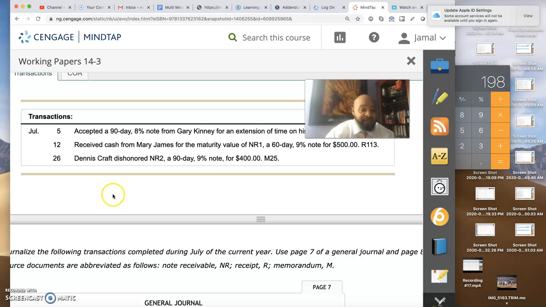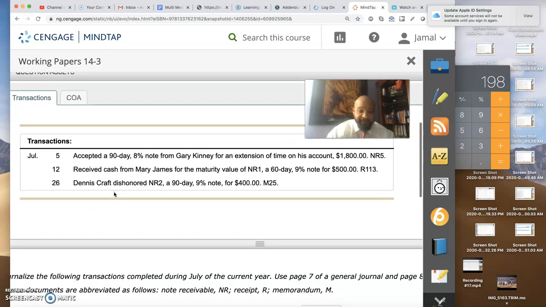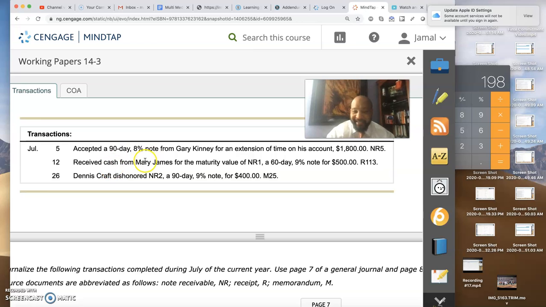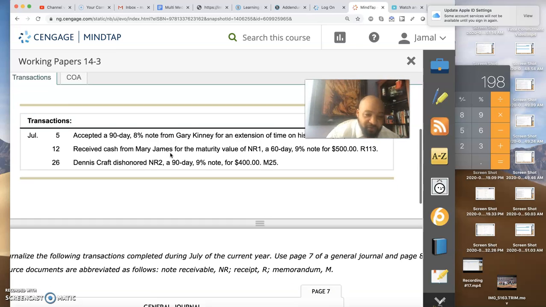So let's get started. First date is July 5th. Accepted the 90-day note. So notice if we're just accepting the note, that's not going into the cash receipts journal. It's a general journal entry. If we received cash, like on July 12th, well then that's where we're going to actually go to the cash receipts. So let's go to our general journal.